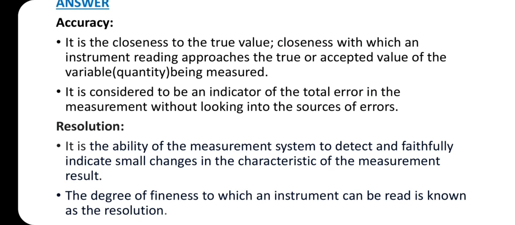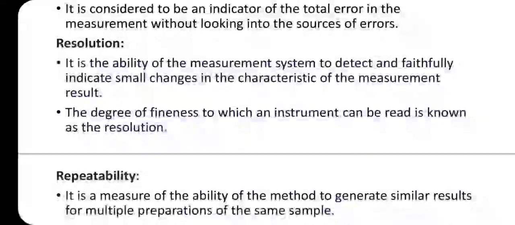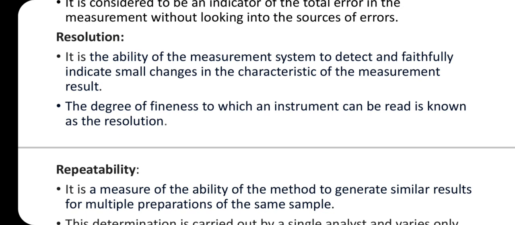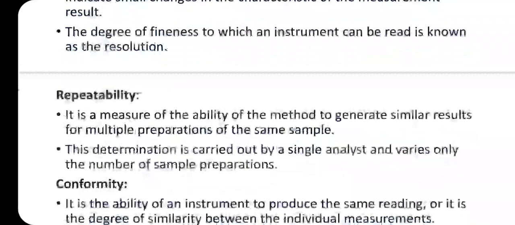It is considered to be an indicator of the total error in the measurement without looking into the source of errors. What is resolution? It is the ability of the measurement system to detect and faithfully indicate small changes in the characteristics of the measurement result. The degree of fineness to which an instrument can be read is known as the resolution.